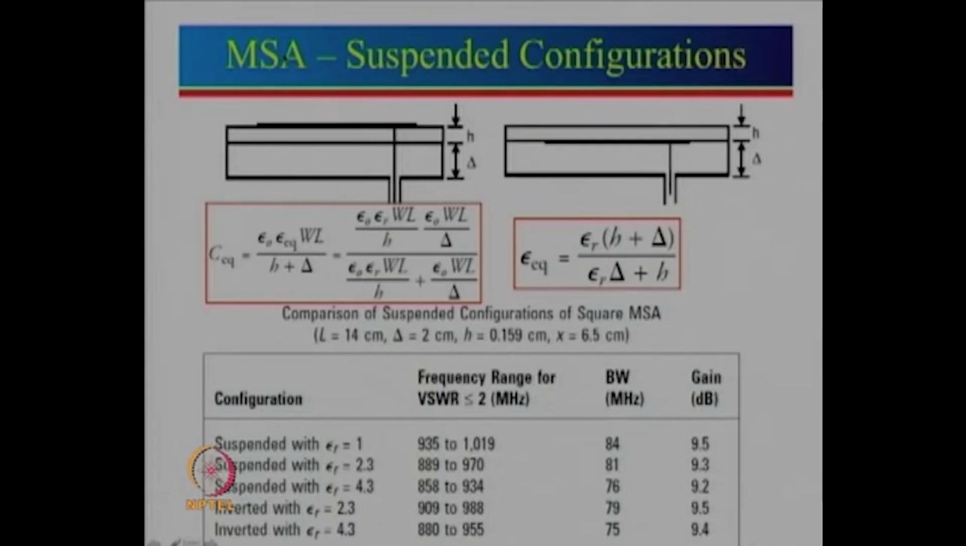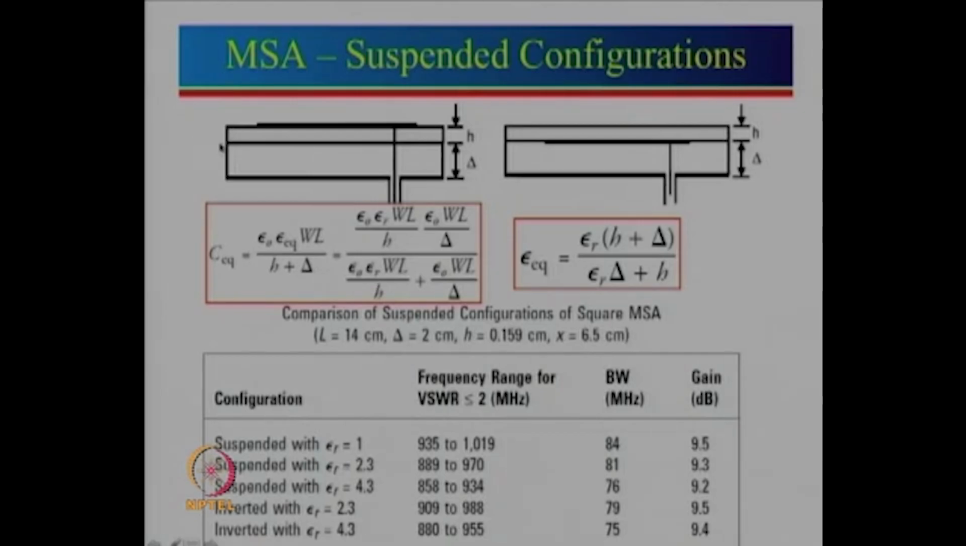So, first let us just analyze this and then I will come to this. In order to analyze this here, what we need to find out is the epsilon equivalent of this particular patch seen. See, this is air, so epsilon r is equal to 1. This is a substrate. We have taken two different substrates here. One is an expensive substrate which has a 2.3 epsilon r, another one is a lossy substrate which we have taken as epsilon r 4.3. We will see what are the results.